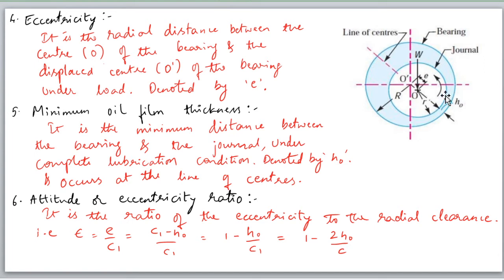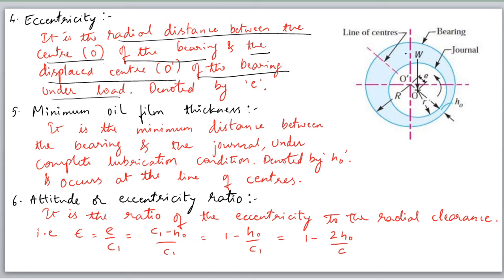Next is the eccentricity. It is the radial distance between the center O of the bearing and the displaced center O dash of the journal under load. If there is no load acting, the journal may be positioned anywhere, but if the load is applied, then it will get displaced. So eccentricity is the distance between the centers of the journal without load and with load, and that is denoted by e.